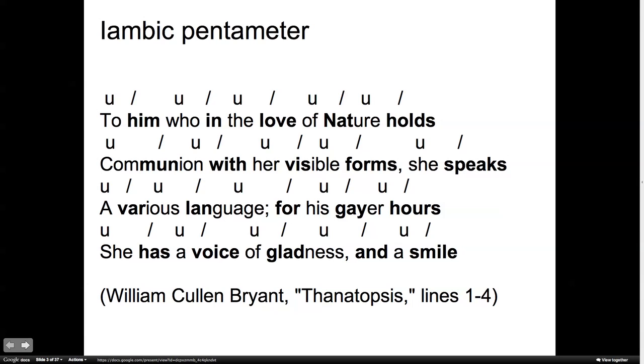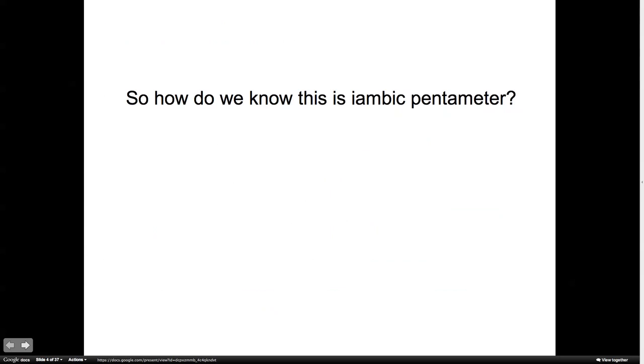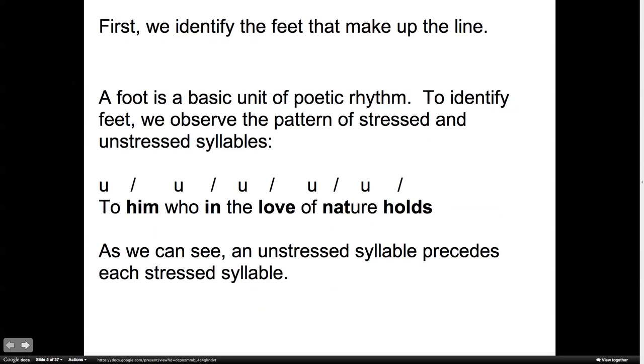Even though this isn't the best way to read the poem, it's a useful tool for finding out where the stresses are in each line. So how do we know that this is iambic pentameter? First of all, we have to identify the feet that make up the line. A foot is the basic unit of poetic rhythm, so the main way to determine a foot is to figure out the pattern of stressed and unstressed syllables in a line of poetry.